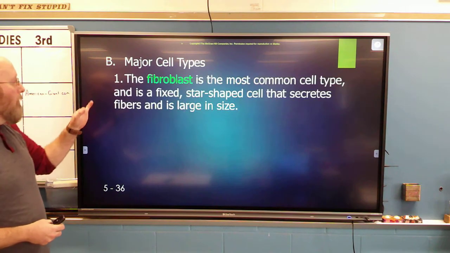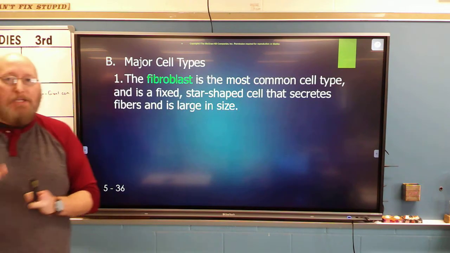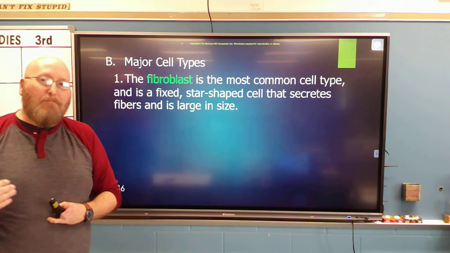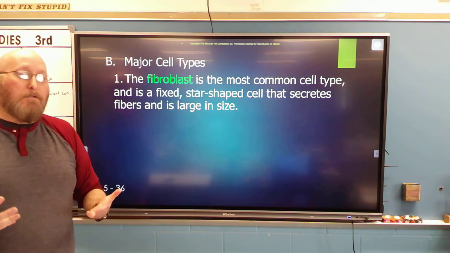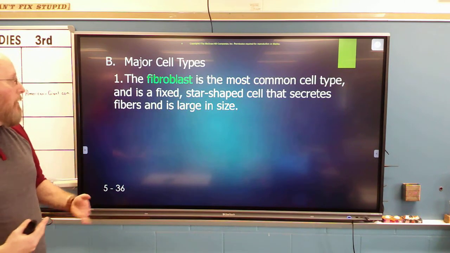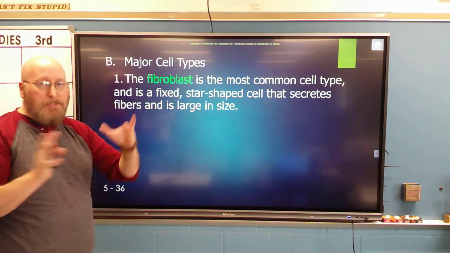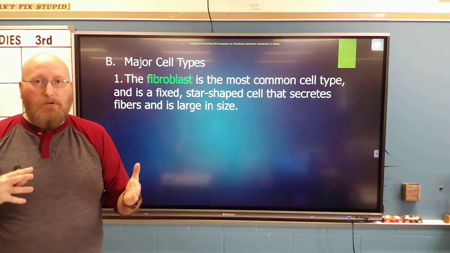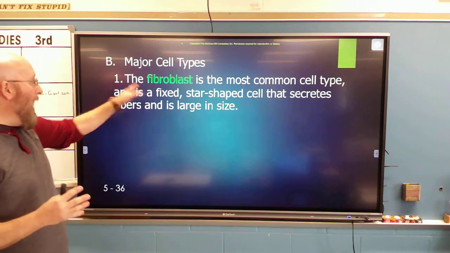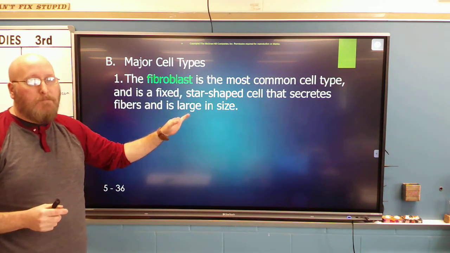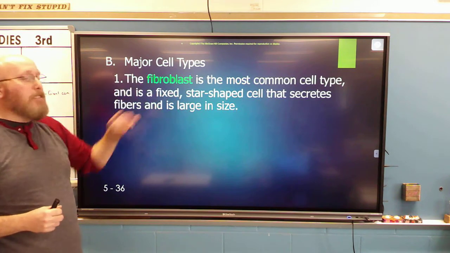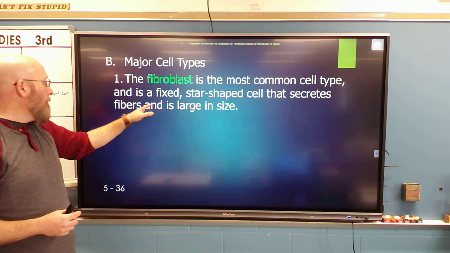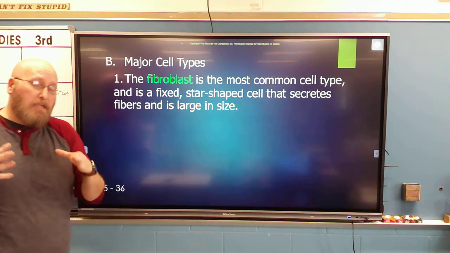There's a type of cell called a fibroblast. Now that's a major cell type. If you look at the word fibro, fibro means fibers, right? Makes sense there, okay? The word blast, because remember, this is science and we use big words, but these words come from another language, remember Latin and Greek, and they mean something. Well, the word blast means to build, okay? So fibroblast literally means we're building fibers. So it's a cell that secretes fibers, and they're actually very large.